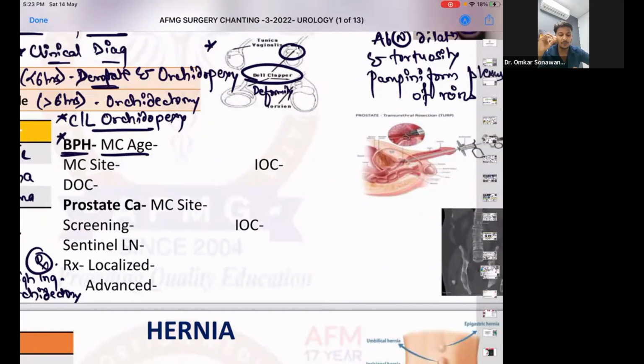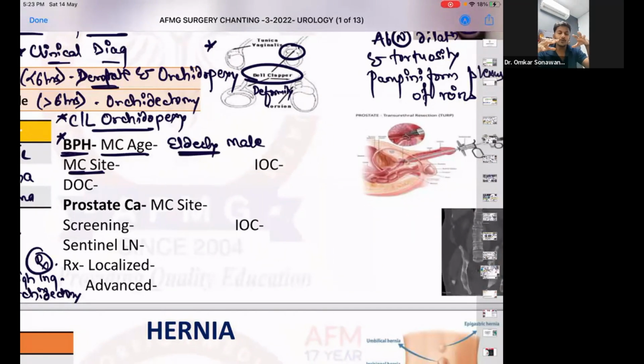The most common age group for BPH, or benign prostatic hyperplasia, is usually elderly males. Please remember this: it would be elderly patients. Okay, most common site for BPH, anybody?